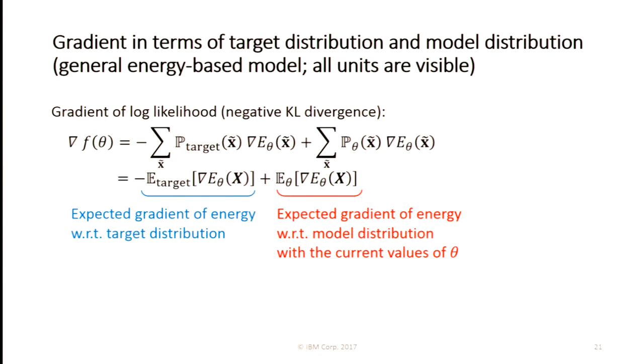The second part is the expectation of the gradient of the energy, where the expectation is with respect to the model distribution, which is our current estimate of the distribution. So the second term tries to increase the energy of the patterns that the current model generates. This term is called a contrastive term in energy-based learning.